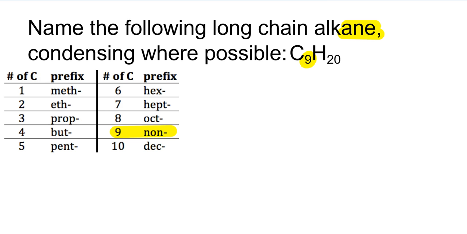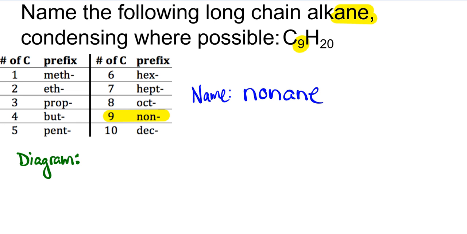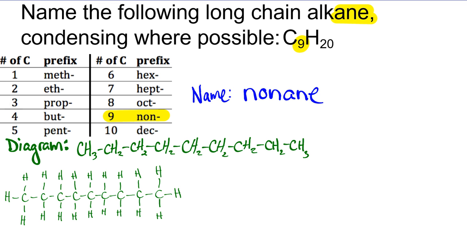I've highlighted all of the pieces that help us put our name together. And we know that this one is called nonane. Here's our diagram of the molecule. So here's all that you really need to have when you submit an assignment or anything. It's generally accepted in the field of chemistry that that's your molecule. But here's the diagram of all of the bonds just to show you where that came from.